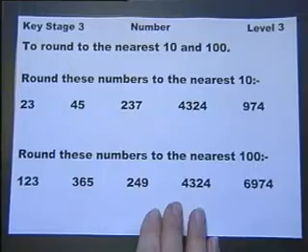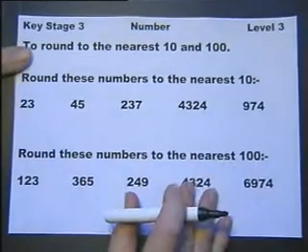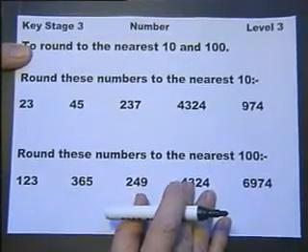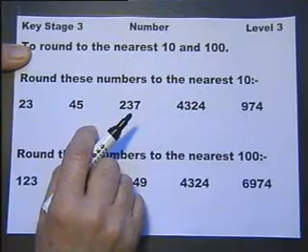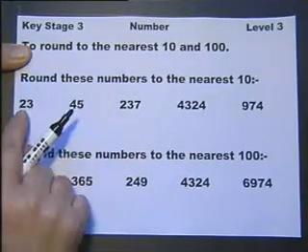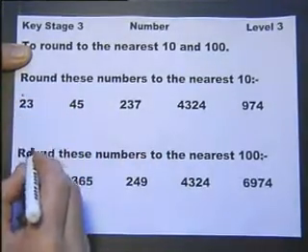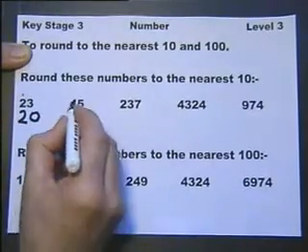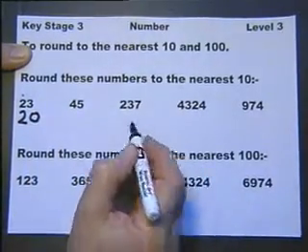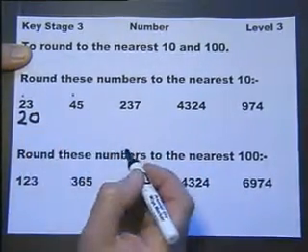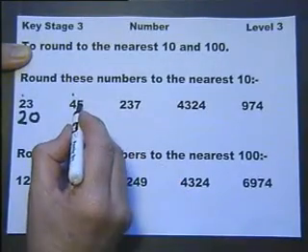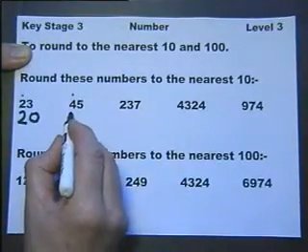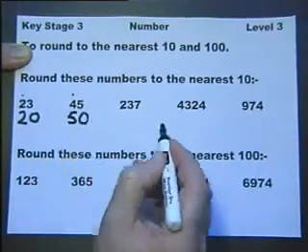So we have rounding to the nearest 10 and to the nearest 100. Round these numbers to the nearest 10. So 23, that's the tens column. So to the nearest 10, that is 20. 45, to the nearest 10, the 4 is in the tens column. If it's 5 or more in the units column, you round it up. So to the nearest 10, it's 50.